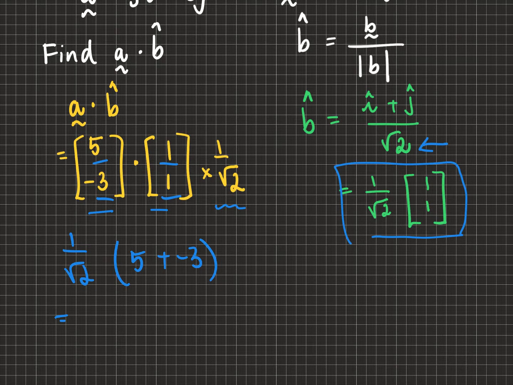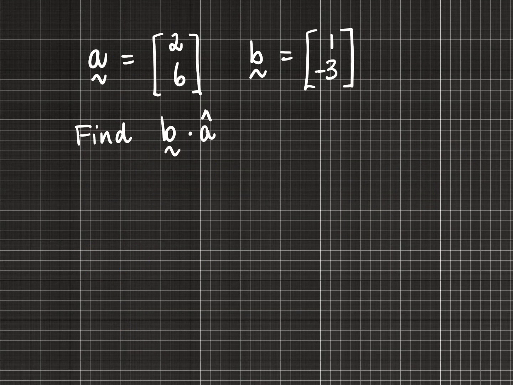That is 5 minus 3 is 2 over root 2. Okay, that is A dot B hat. Did you get it right? A little bit different this time. I want you to find B dot A hat. Pause the video. Okay, how did you go with it?